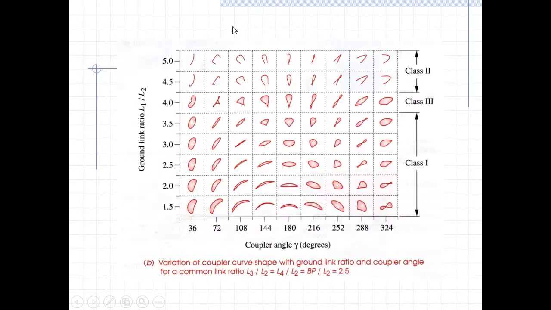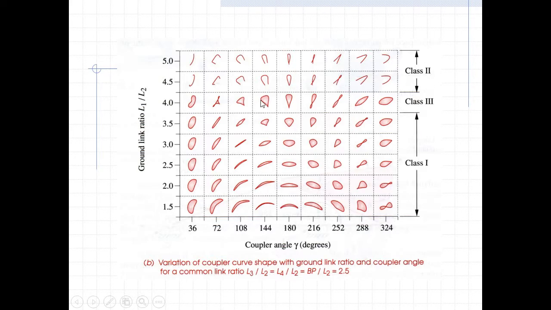And so right here we're seeing that we can pick out any type of curve that we want, and we'll immediately know how to generate it. We'll know how long to make our ground length, L1, and we'll know how long to make our other lengths and what to make our angle gamma, simply by choosing, in this case, our independent variable being our crank length, L2. Notice here that we can create class 3 mechanisms and class 2 mechanisms.